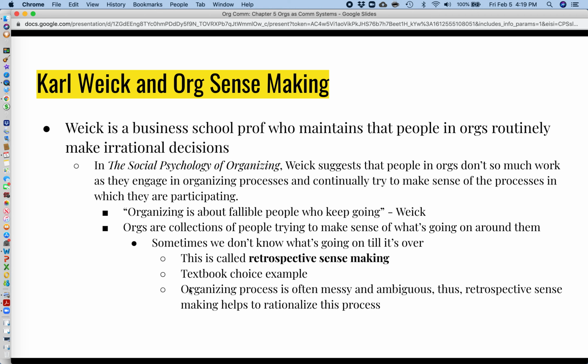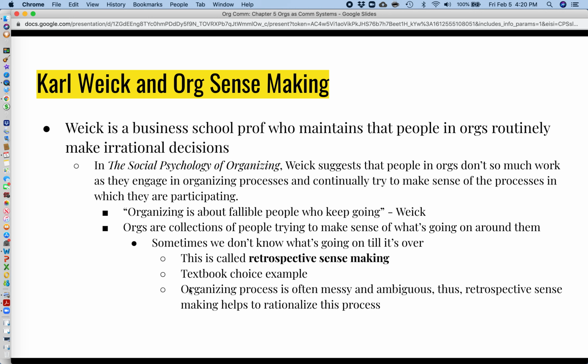This brings us to the work of Karl Weick. He's a business school professor, and he says that in understanding systems theory, it's important to understand that people aren't rational, and that people in organizations routinely make irrational decisions. He wrote a famous book called The Social Psychology of Organizing. In there he says that people in organizations don't really so much work as just engage in organizing processes, punctuating their experience, and continually trying to make sense of the processes in which they're already participating. So he says organizing is about fallible people who keep going.